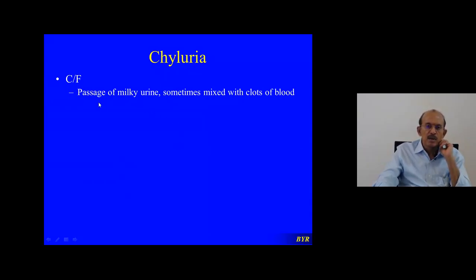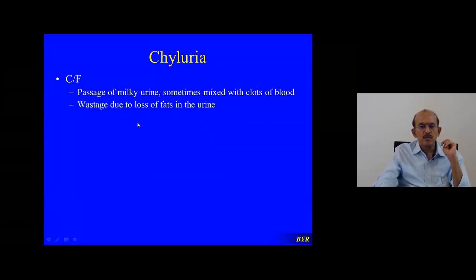So the clinical feature will be passage of milky urine, sometimes mixed with clots of blood. There will be wasting of the patient, that means the patient will be losing weight due to loss of fats in the urine. Chyle is nothing but fats.